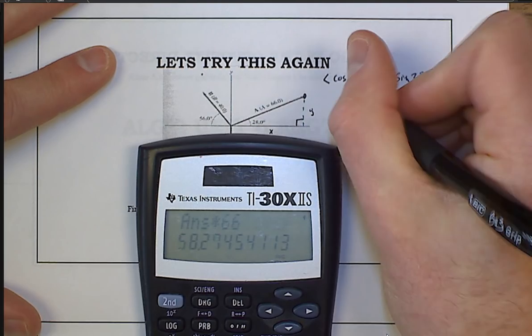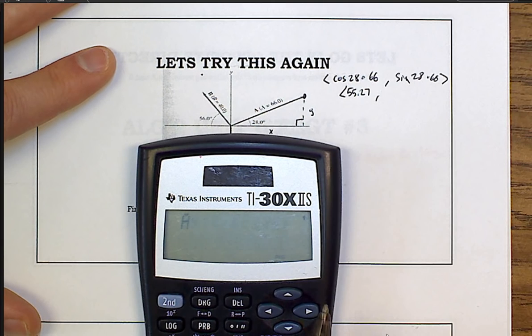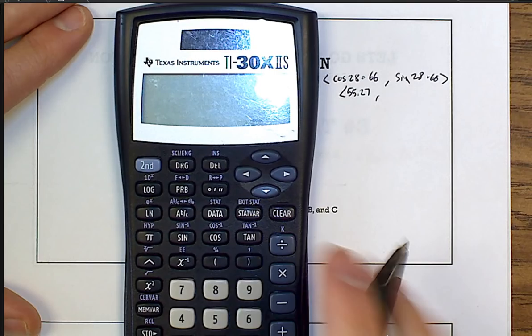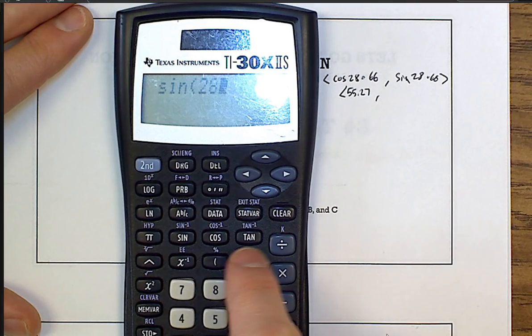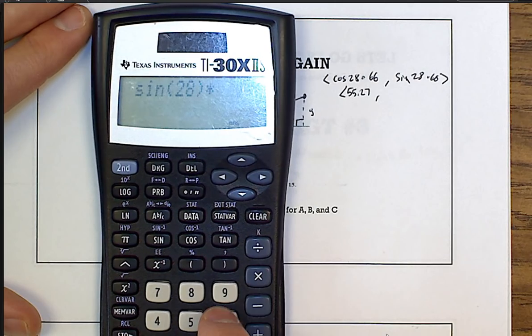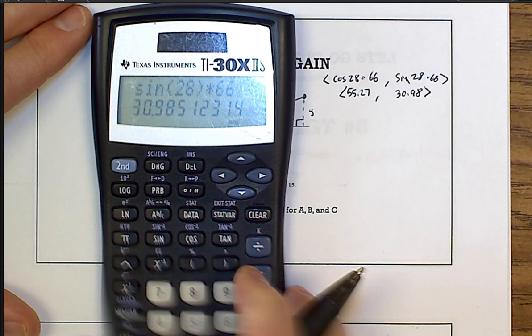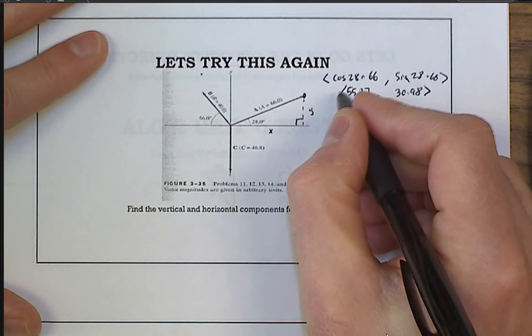So 55.27, comma, and then again, watch how I put this in my calculator. Sine of 28, close the parenthesis. So you're taking the sine of 28 and then times that by 66. Otherwise, you're going to get something crazy. 30.98. Okay? And that would be your answer for A.